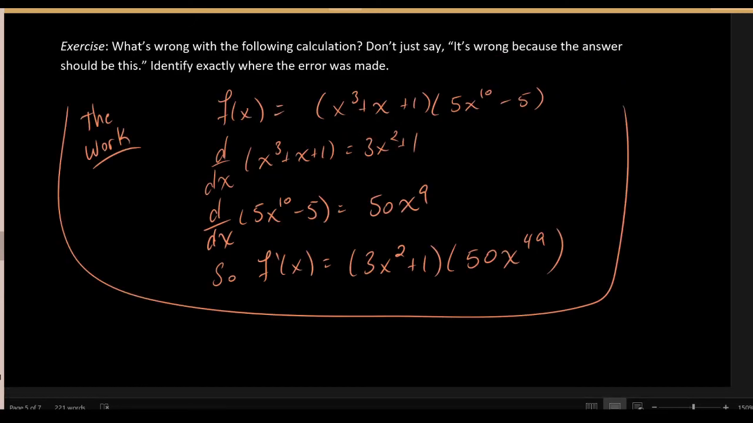Now, the product rule can be easy to mess up. The typical error that I will see from students is in the following work. We have f of x equals this product, x to the third plus x plus 1, multiplied by 5x to the 10th minus 5. The student will say, okay, the derivative of the first factor is 3x squared plus 1. The derivative of the second factor is 50 times x to the 9th. So the derivative of the product must be just equal to the 3x squared plus 1 multiplied by the 50x to the 9.